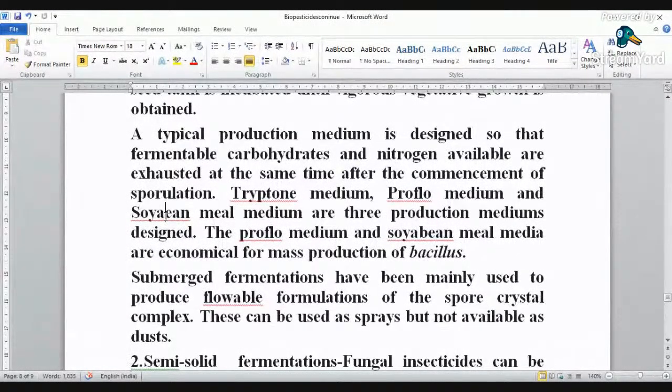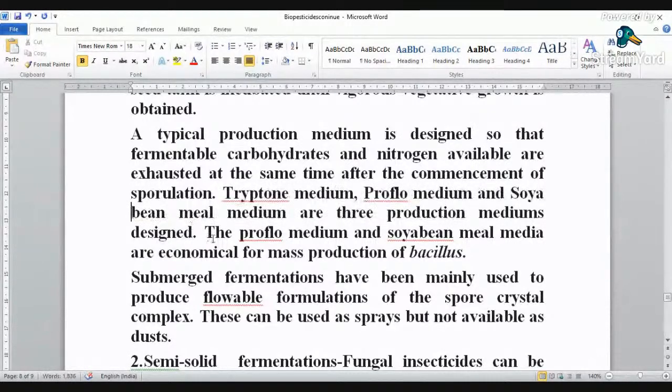So soybean meal medium is one of the media for the production of biomass in a typical fermenter. Tryptone medium, proflow medium, and soybean meal medium are production media specifically designed for the production of Bacillus thuringiensis spores. The proflow medium and soybean meal medium are economical for mass production of Bacillus.